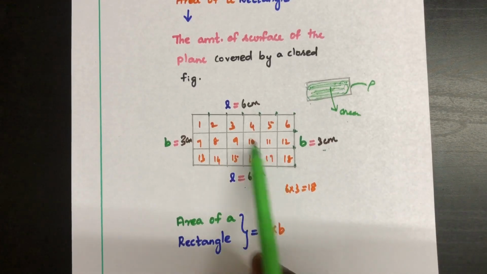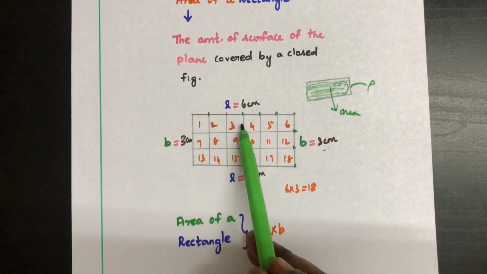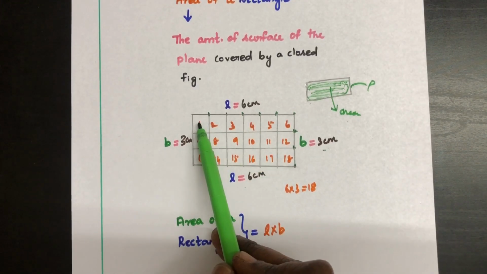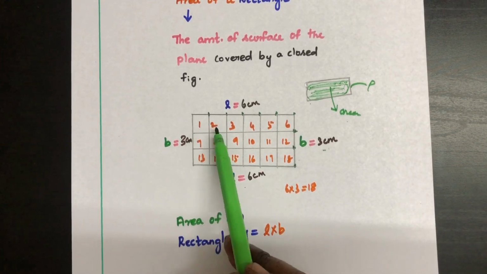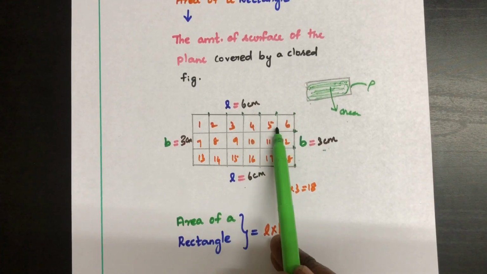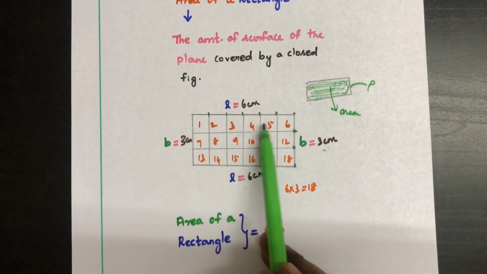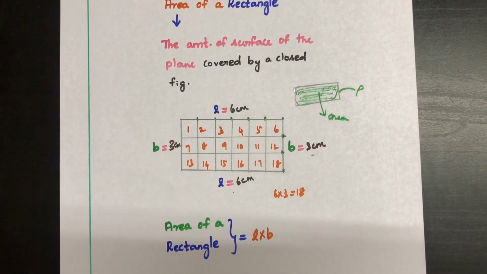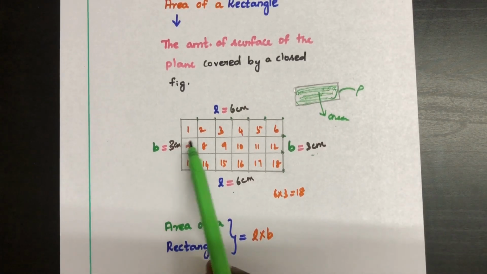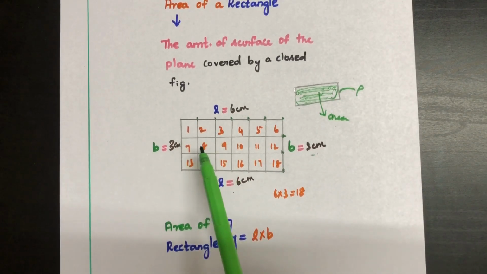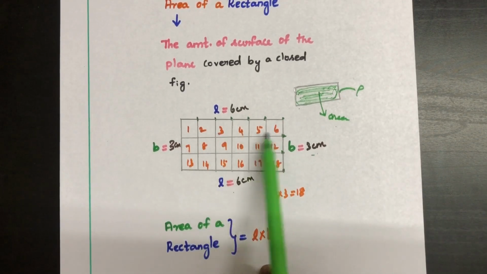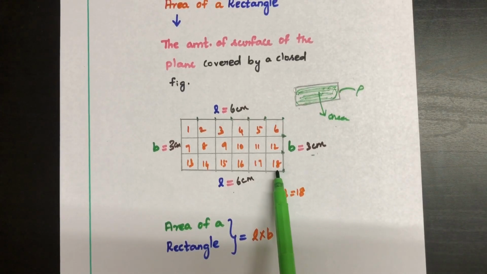So these are all 1 centimeter. So 1 centimeter square. Squares are formed with 1 centimeter each, right? All are squares. So these boxes are 1 centimeter square area. If we count all the boxes, we have 18 square boxes here.